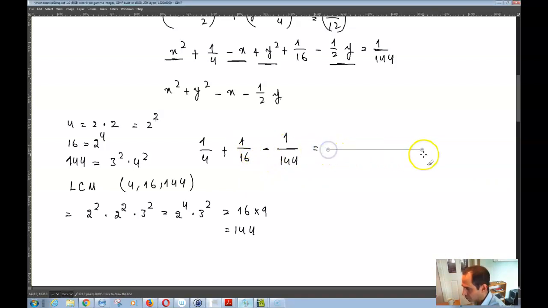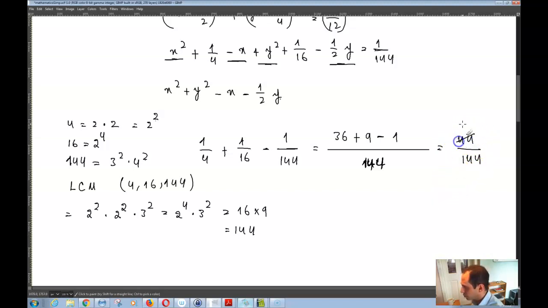Now, since you know that the LCM is 144, then what you need to do is simply calculate. 144 divided by 4 is equal to 36. 144 divided by 16 is equal to 9. And 144 divided by 144 is 1. So over here you have 36 plus 9, I'm sorry, 36 plus 9 is equal to 45. So that's 45 divided by 144.